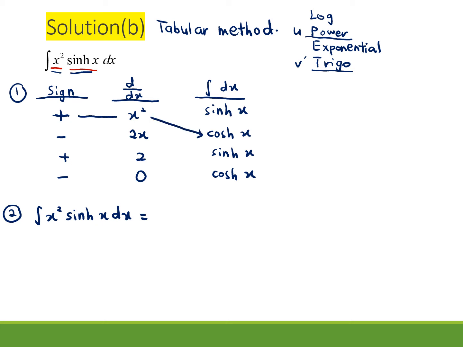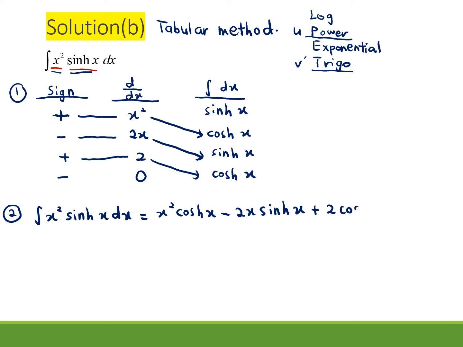So x squared times cos hyperbolic of x, and then minus 2x sine hyperbolic of x, and the last one is plus 2 cos hyperbolic of x plus c.